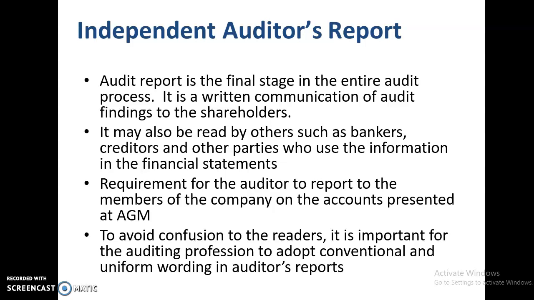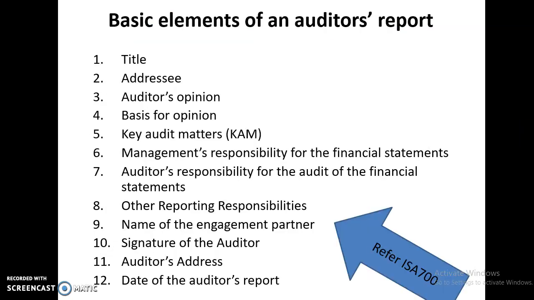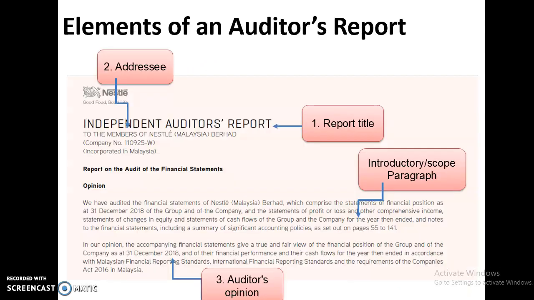So, if you browse through annual report in Bursa Malaysia website, there are a lot of companies. If you choose several and you open the independent auditor's report page, you will notice that they have sort of a uniform way, a wording to express their opinion to the readers. Now, there are 12 basic elements of auditor's report. You can have, as outlined in Auditing Standard 700, we have title, addressee, and so on. Okay, we will go one by one.